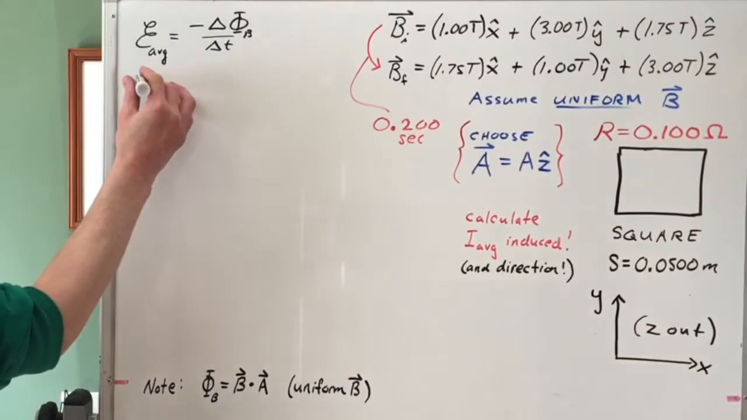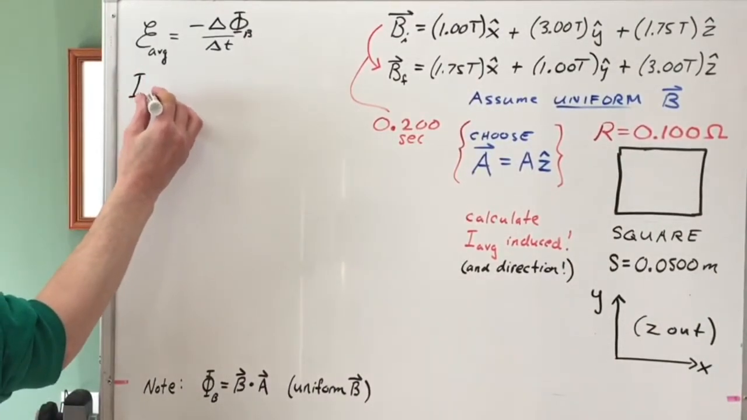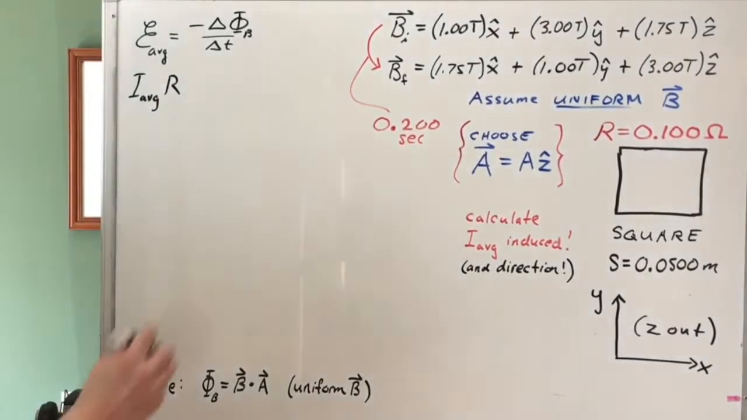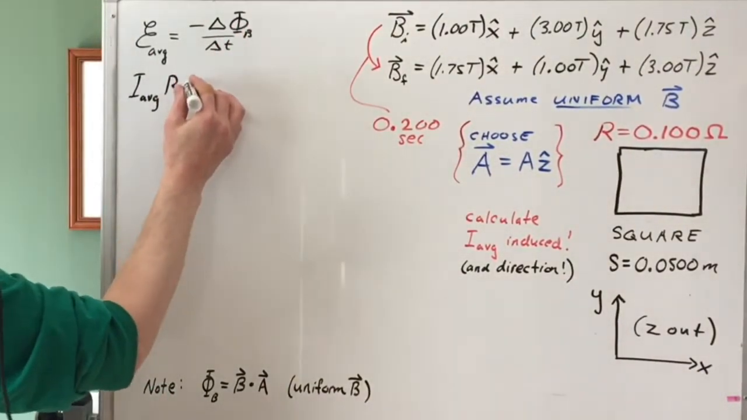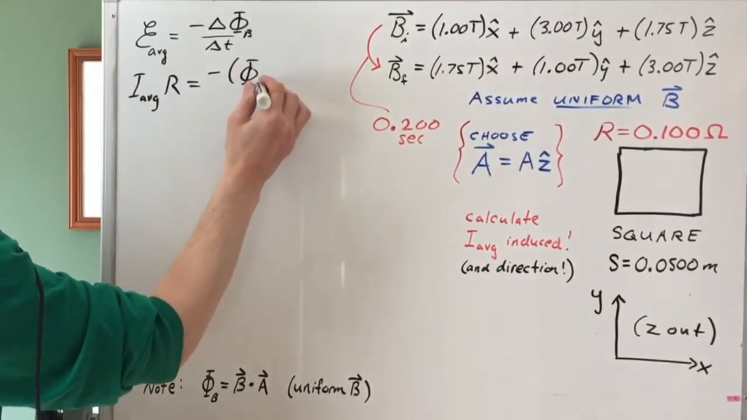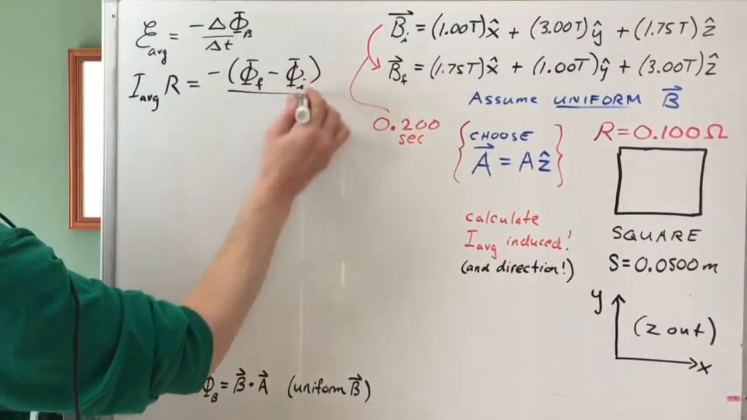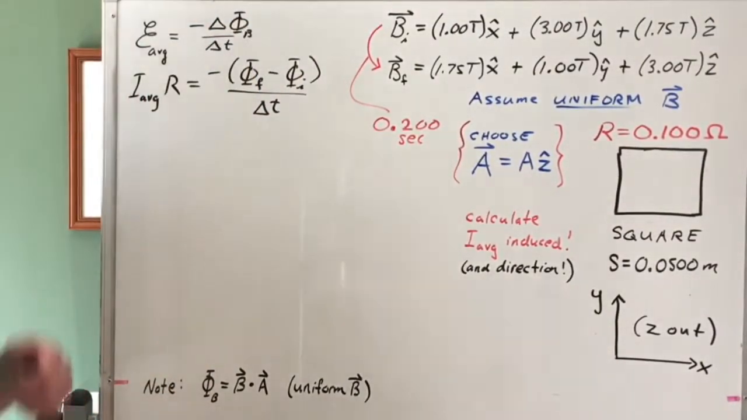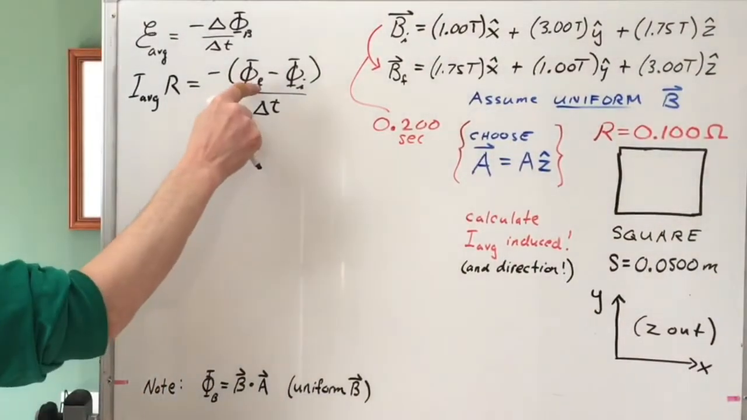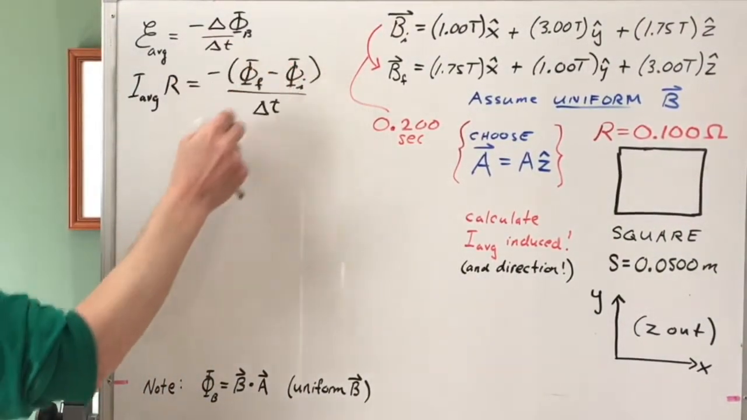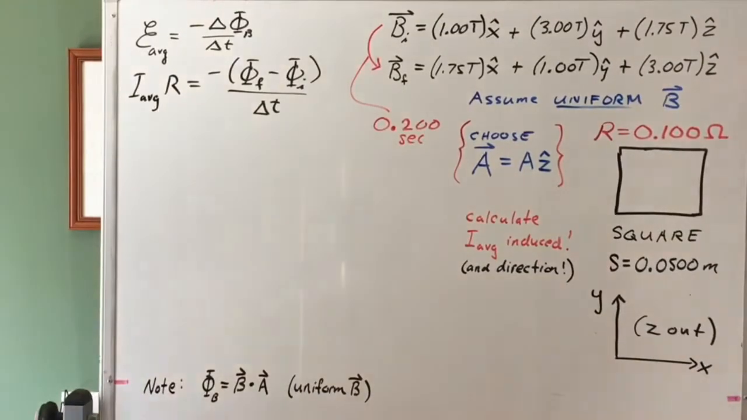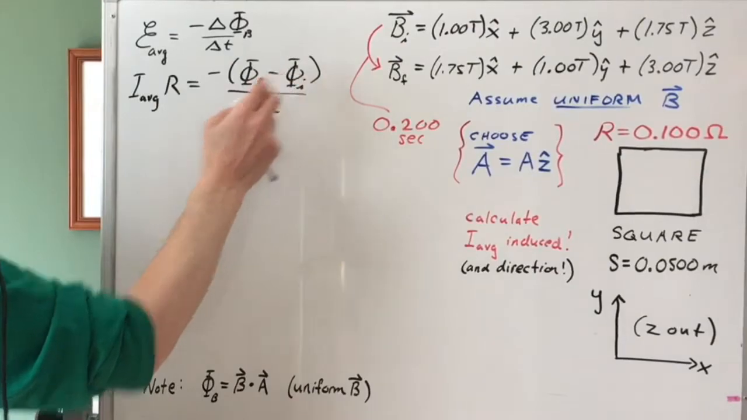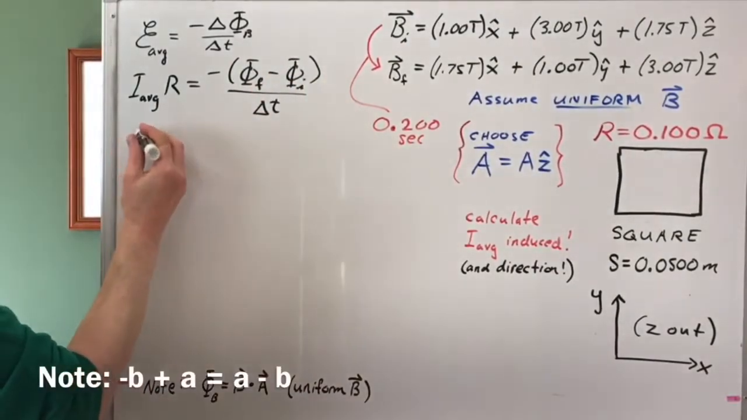All right, so I'd have I average times R, but that's the resistance of the loop. I'm just going to write this out. And I'm going to drop the B subscript because we know this is magnetic flux, and I'll just have final flux minus initial flux. Delta is final minus initial, and this minus sign I can distribute through, so I'd have minus final flux plus initial flux. So I'm going to do that.